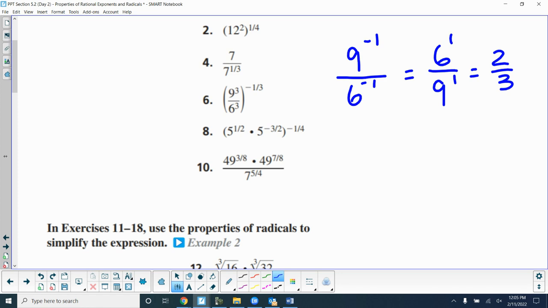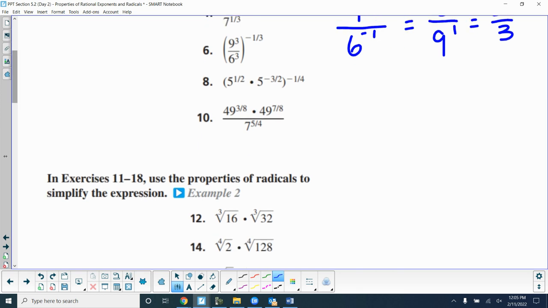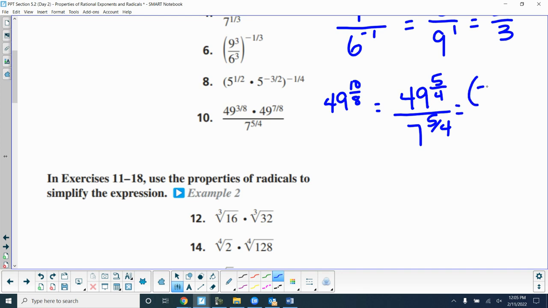Number 10. Since these have the same base of 49, what's the rule with the 3/8 and 7/8? Add them, right? So what's 3/8 plus 7/8? 10/8. Well, what's 10/8 reduced to? 5/4. Divide both by 2, right? Okay? So I can change 49 to 7 squared. You guys okay with that?